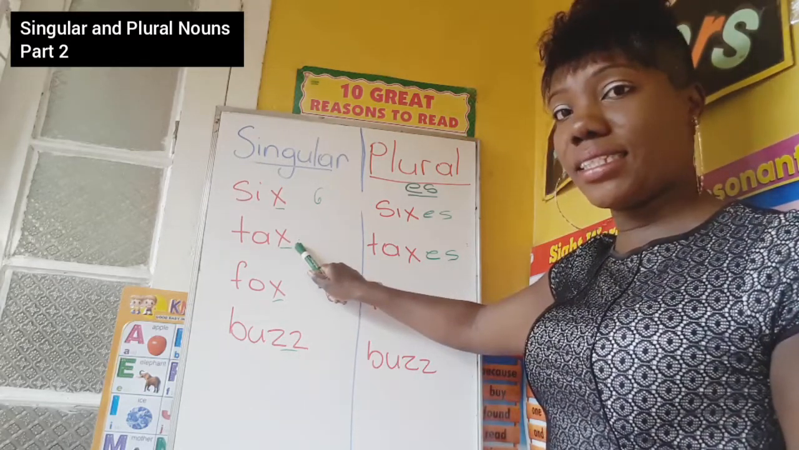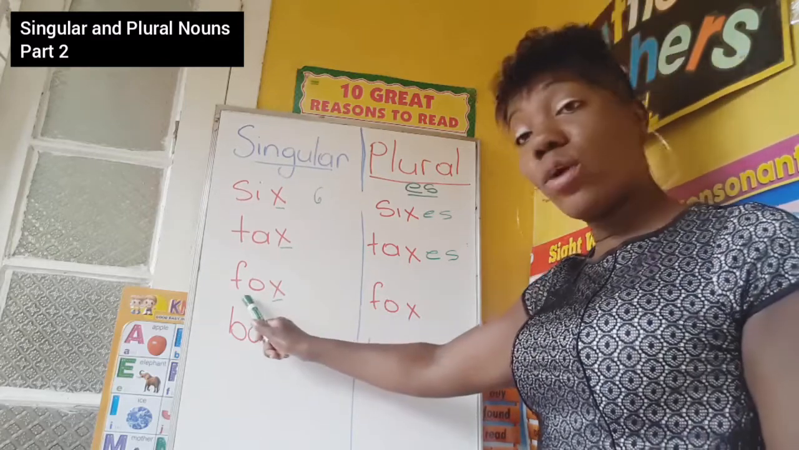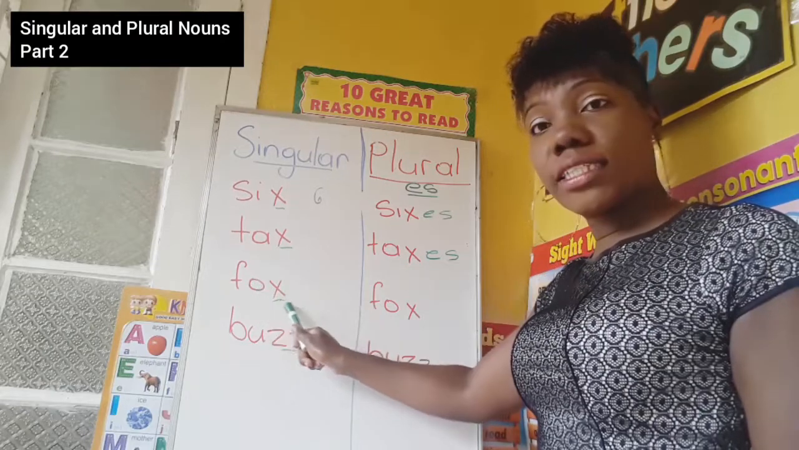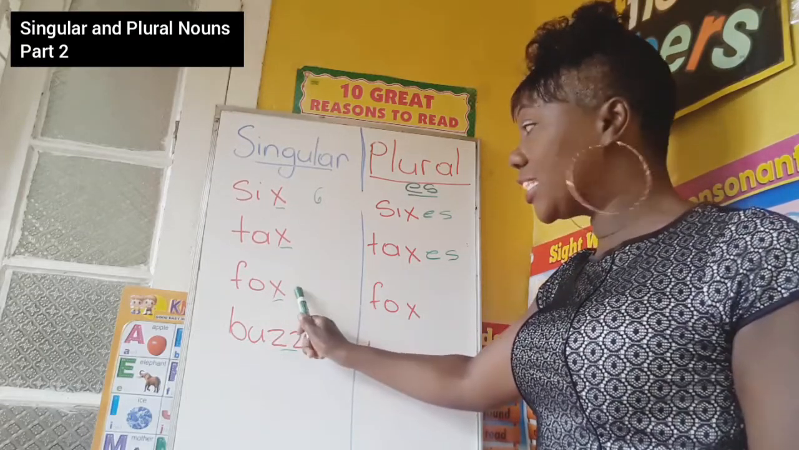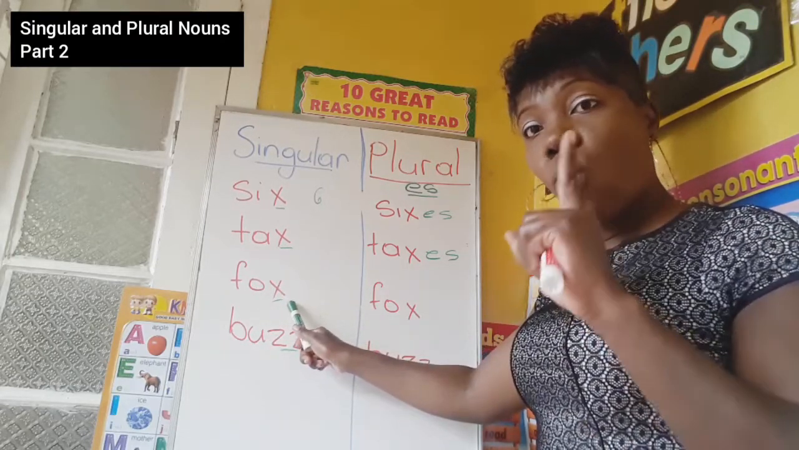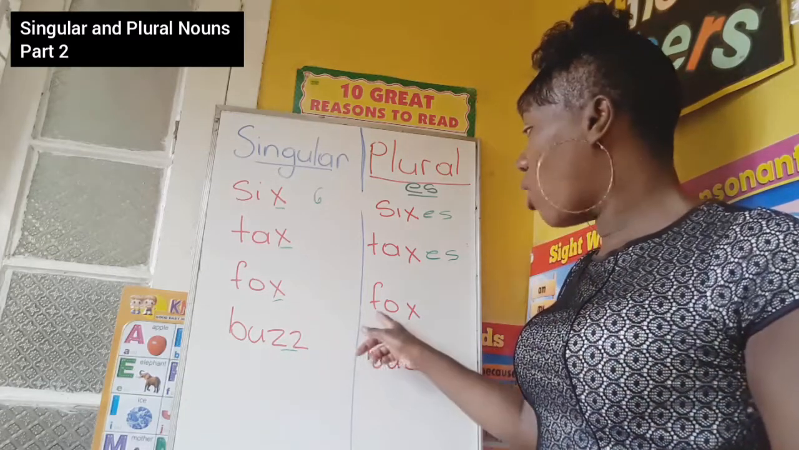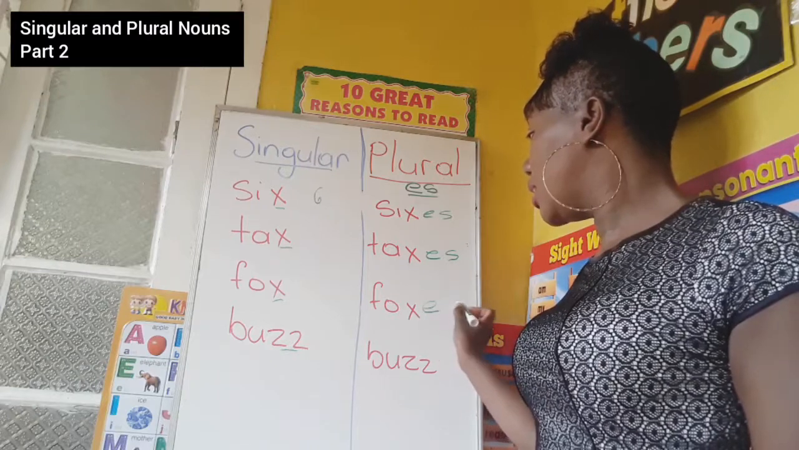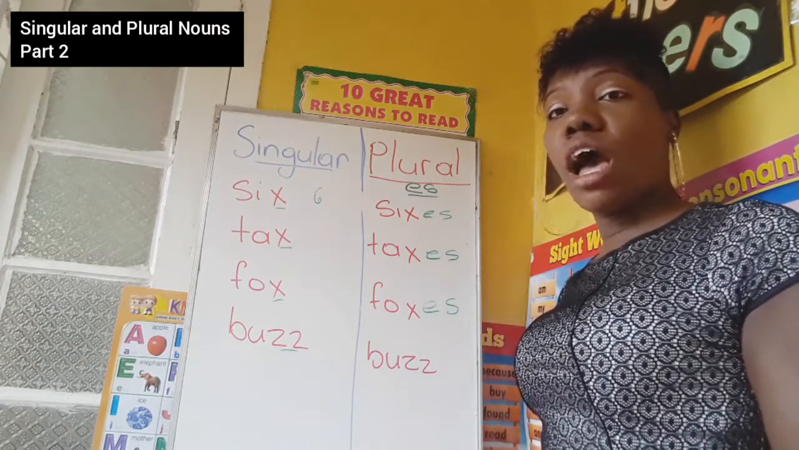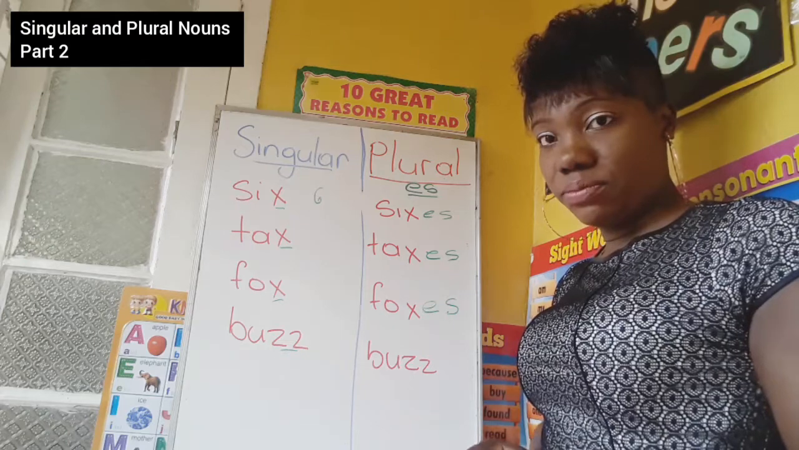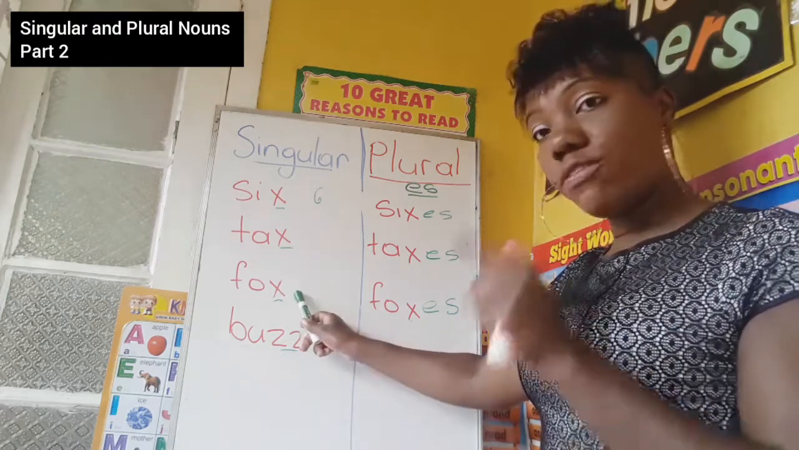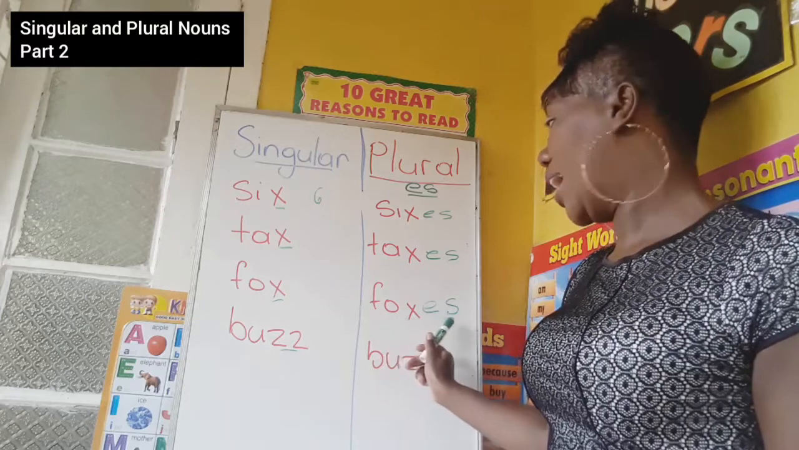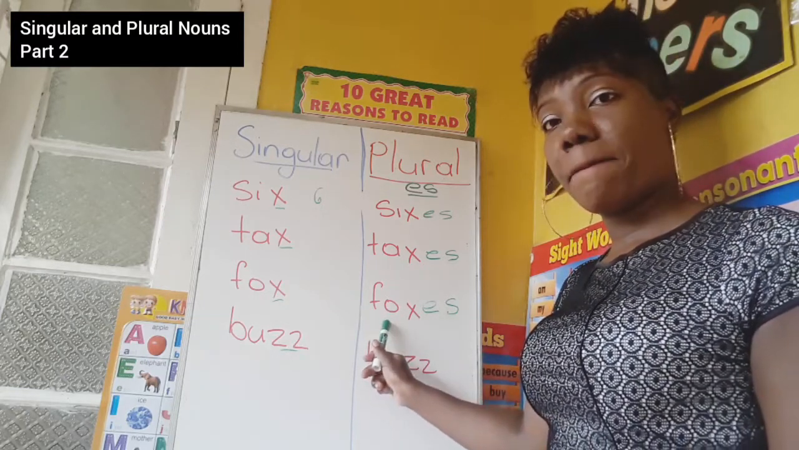Here we have the word fox. And this is how many fox? One fox. Now to make more than one fox, we add ES. It is now foxes. Singular, one fox, more than one, foxes. So you add E and S.